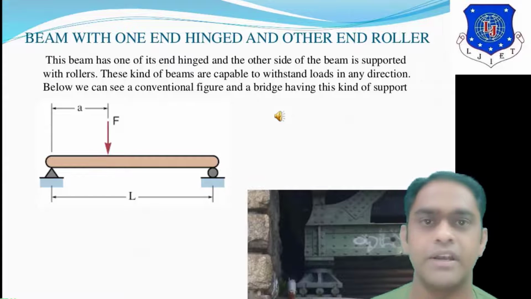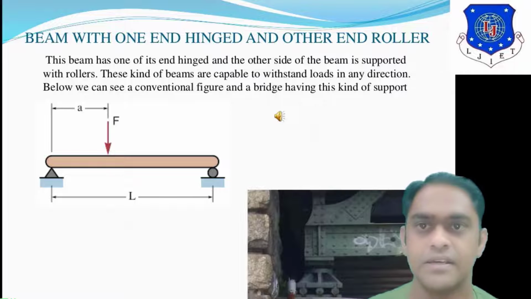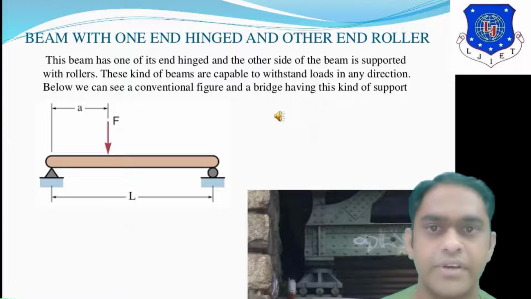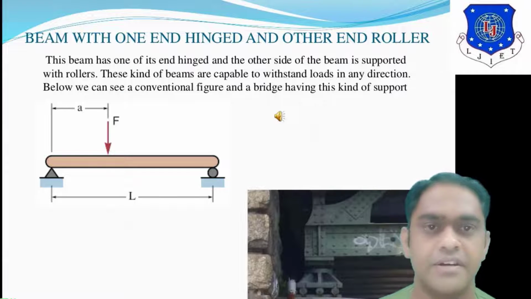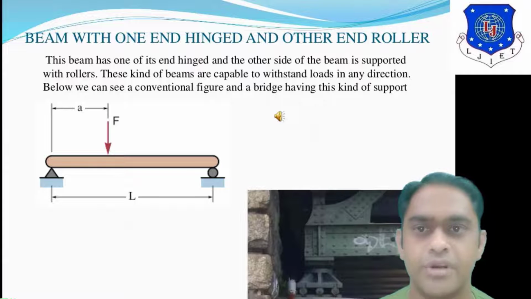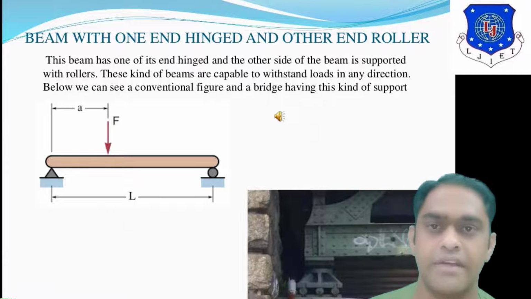Now beam with one end hinge and other end as roller. You can see this beam has one of its ends hinge and the other side of the beam is supported with rollers. The load is acting at a distance A from the left support. This load is known as F.